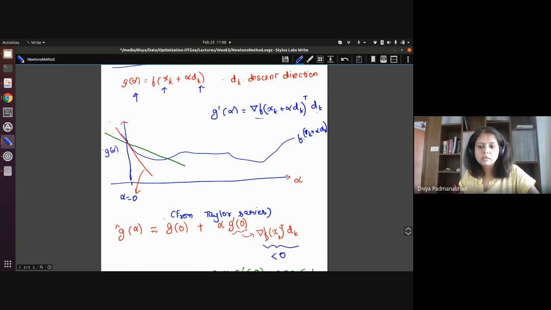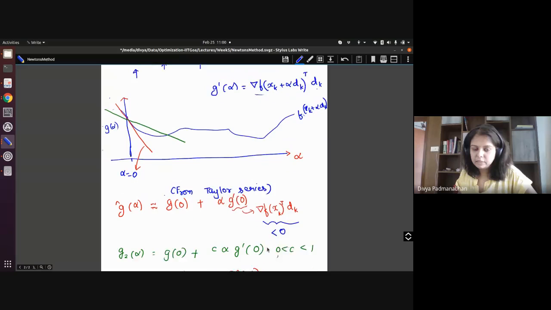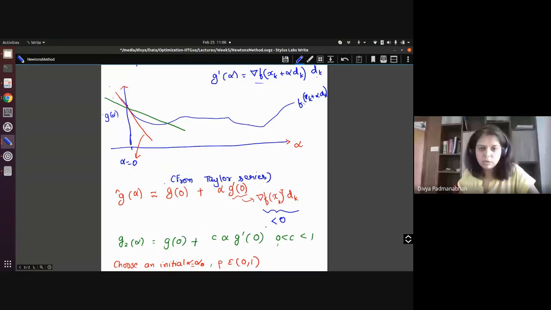Now another line you can consider is the same thing, g of 0, but here, instead of taking g prime 0, you multiply it with some c. So c times g prime 0. Okay, so this is a new line. This is g2 of alpha, which I've shown in green. It is a new line with the same intercept, but the slope is c times g prime.